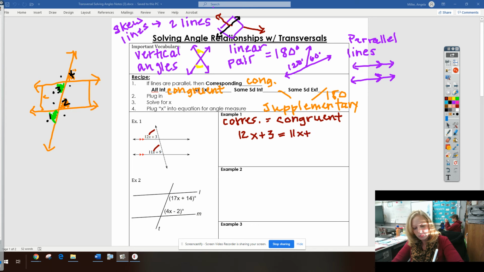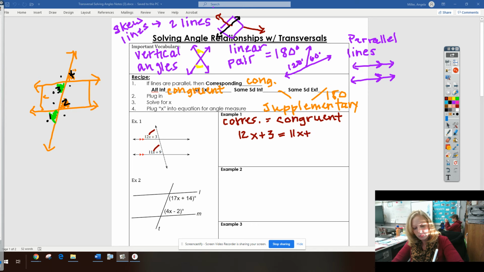Minus 11x, minus 11x. And that's going to bring down an x and a 3 and a 9. Minus 3, minus 3. So my x is going to be 6. Okay, so now I know that x is 6.